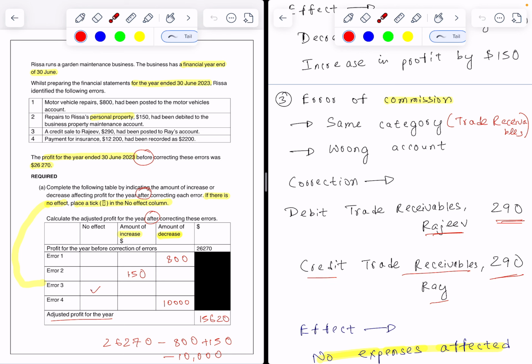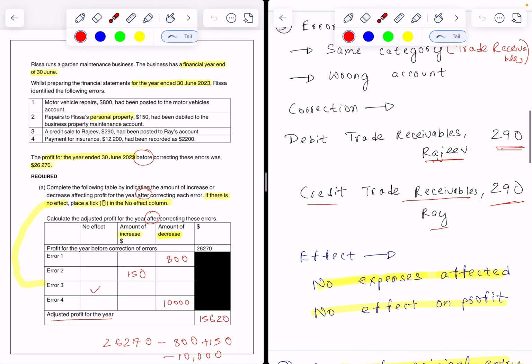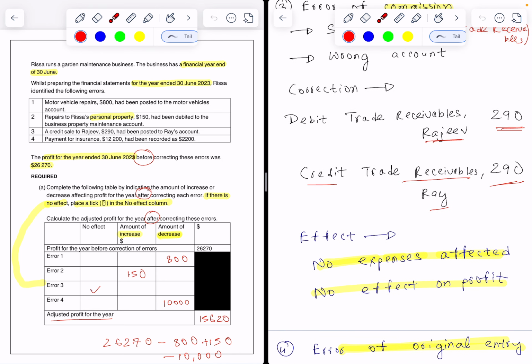So what's the effect based on this correction that we have done? As you can see, no expense accounts are affected because the only accounts that are affected are asset accounts, all right? So since no expense accounts are affected, there should be no effect on profit. Therefore, after the correction of error 3 is done, we have to place a tick in the no effect column based on the requirement mentioned in the last line. If there is no effect, place a tick in the no effect column, all right? So there is no increase nor is there any decrease in profits.